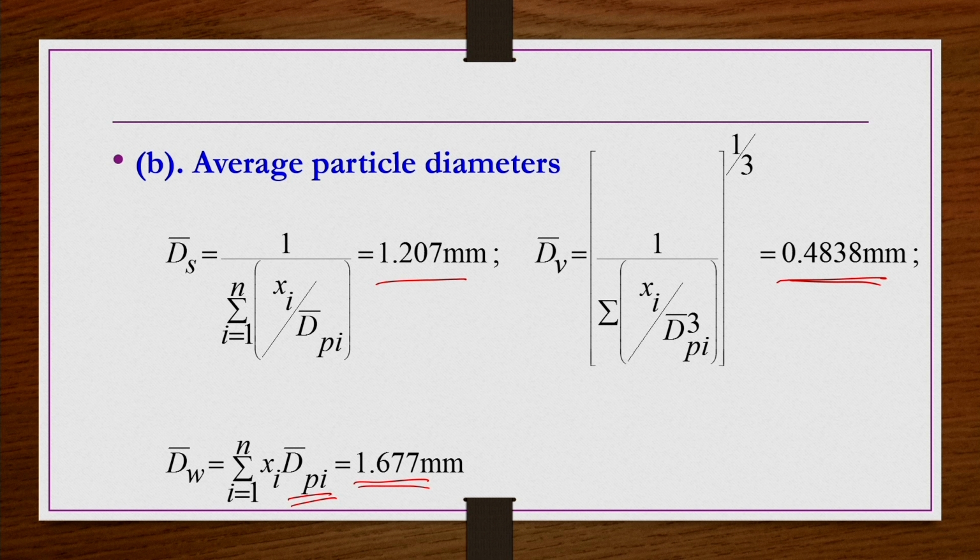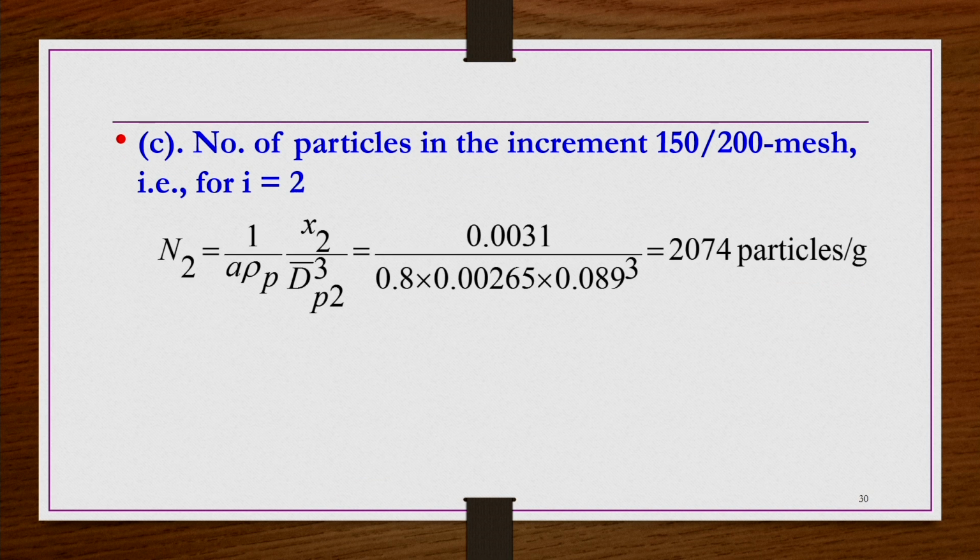Now you can see all three numbers are very different from each other, not even close to each other. The number of particles in increment 150 by 20 mesh is 1 by A rho p x2 by dp2 bar cube, because the 150 by 20 increment is nothing but i equals 2. So, n2 is equal to 1 by A rho p x2 by dp2 bar cube. When you substitute these things, you get 2074 particles per gram.